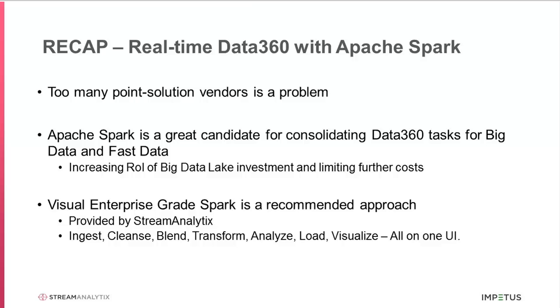So we're saying Apache Spark is a great candidate for consolidating data 360 tasks for big data and fast data. It increases your leverage and ROI of your big data lake investment that you've already done, instead of adding more separate silos into your architecture, and thereby you're limiting further costs, and you can take some of that saved cost and put it on developing your own modules on top of this, which can be reused in your enterprise.